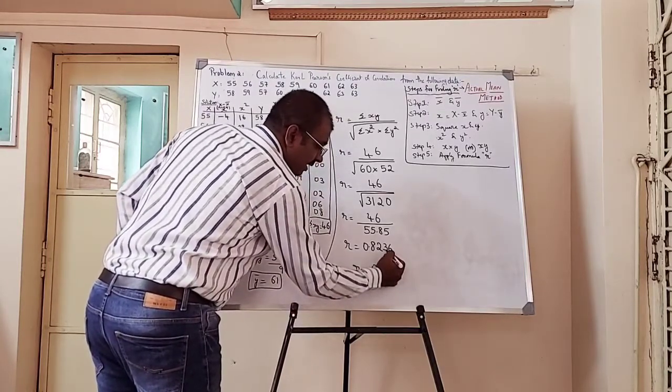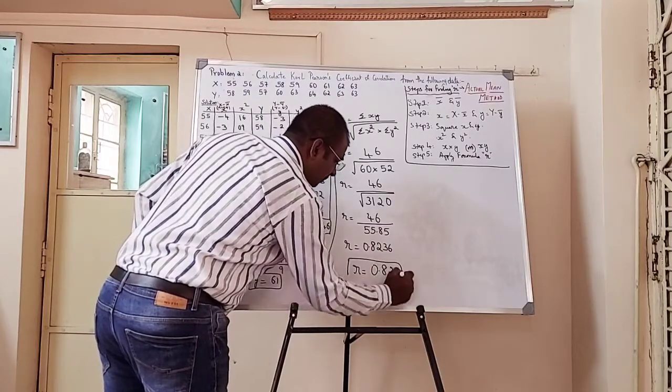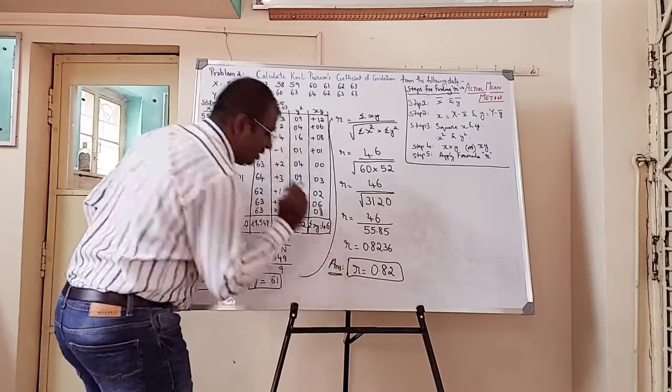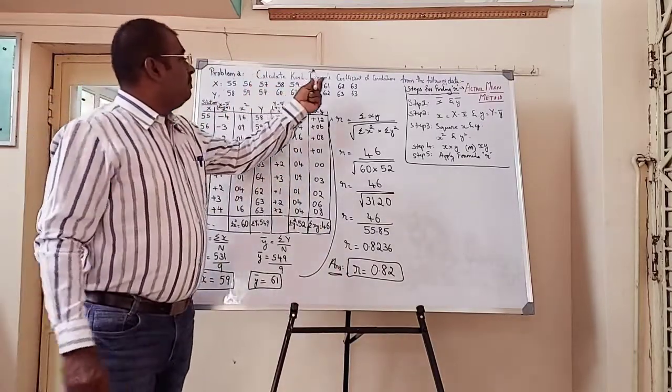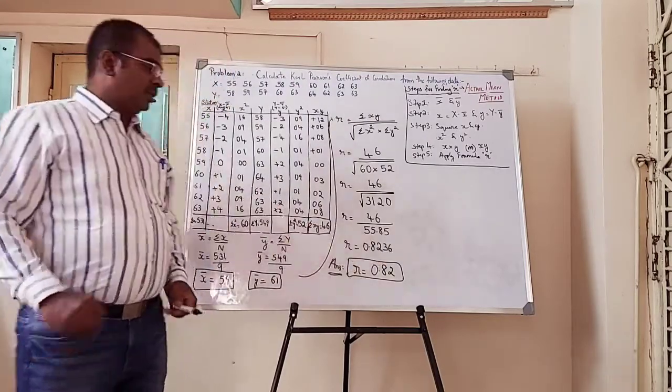Therefore, we can state that correlation is equal to 0.8. Since the third decimal is less than 5, we will retain the second decimal as it is, 0.82. So this is the answer which they are asking us to calculate: Karl Pearson's coefficient of correlation, R is equal to 0.82.